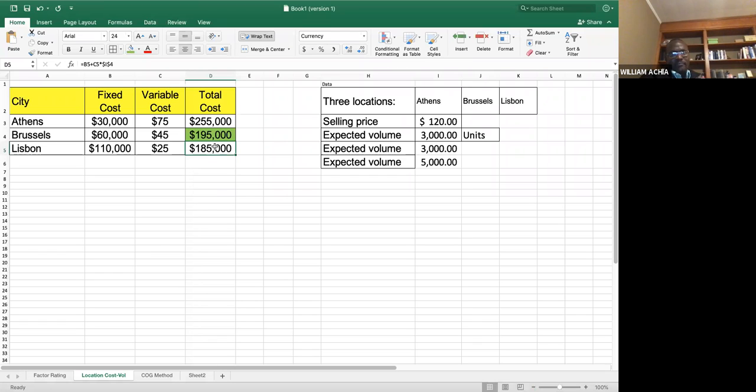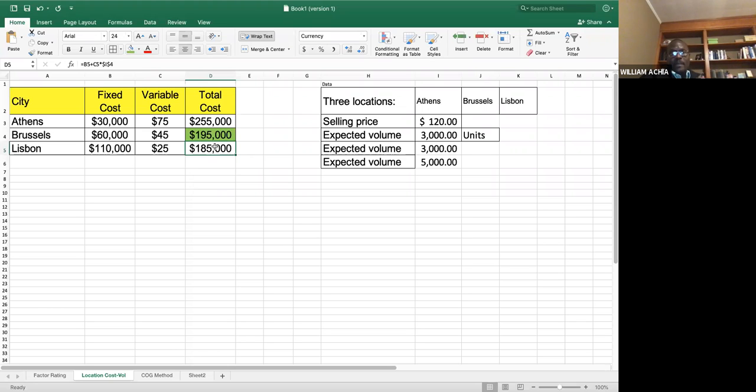It's again a pretty simple method, and it's based on both fixed and variable cost, but it's also based on what your organization or corporation feels the long-term level of production is going to be.